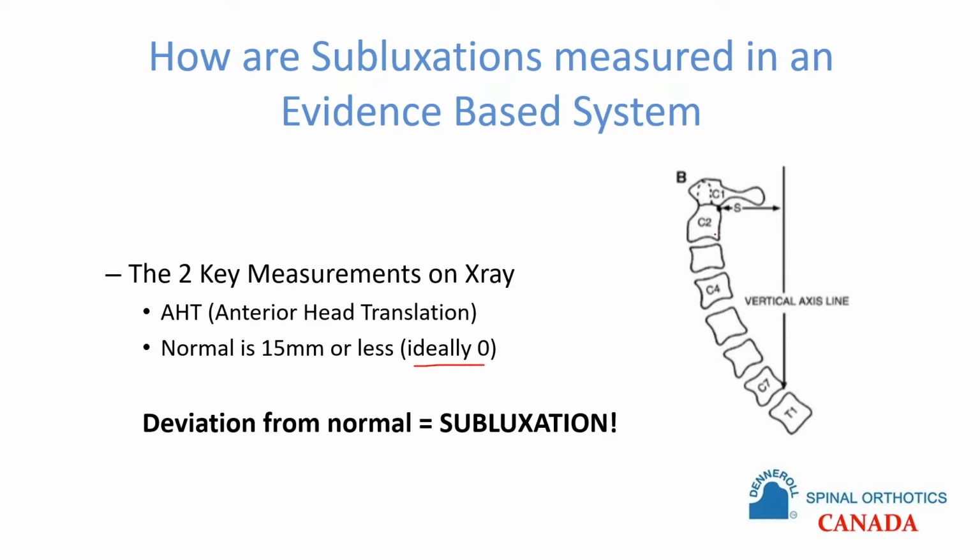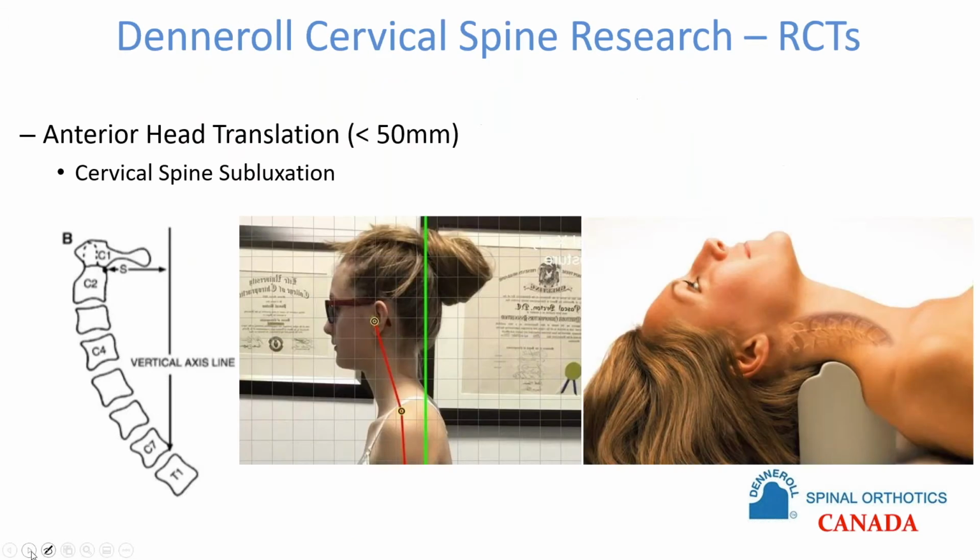So in a perfect world, C2 sits directly over C7 and we got that nice C-shaped arc. But when we looked at that literature, so 400 plus x-rays of patients that had very normal necks, no symptoms whatsoever, no degeneration, healthy looking x-rays, up to 15 millimeters was acceptable or considered normal. So 15 millimeters or less is what we're trying to target. And in a perfect world, we're trying to get them to 0. So anything above 15 millimeters, that's a valid measurement of subluxation on x-ray. We want to reduce it.